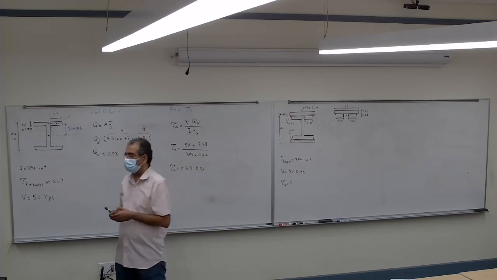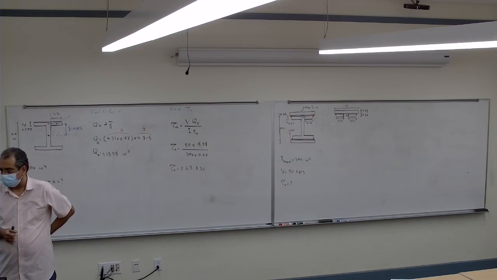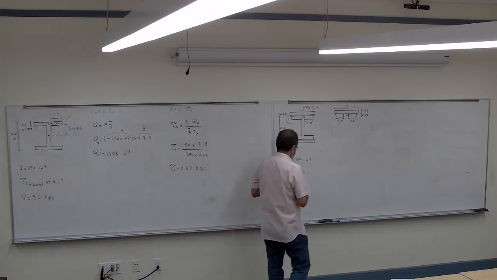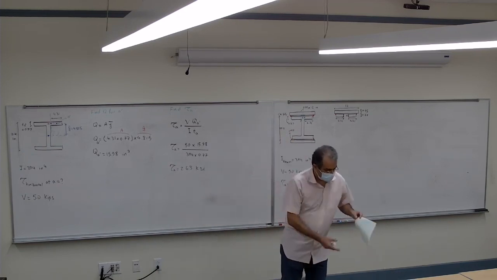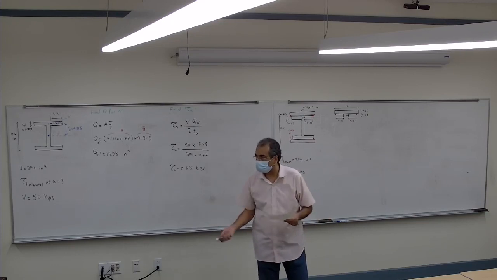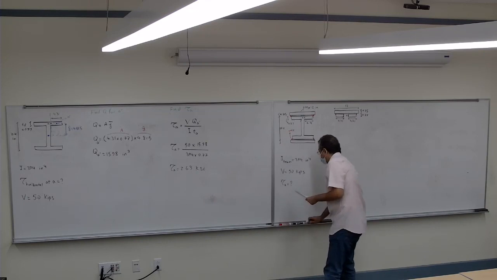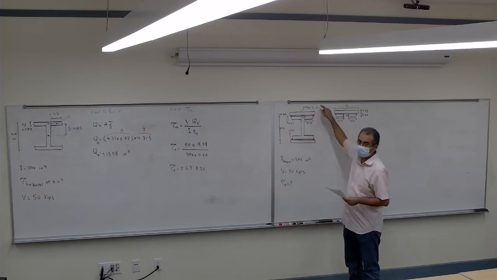So a couple of things I have to find for that. As soon as you learn where to cut it, the rest is not much difficult. You have to find the Q and the I for this cross section. So let's start with the I. We know the I for the I shape, but we don't know it for the entire cross section.